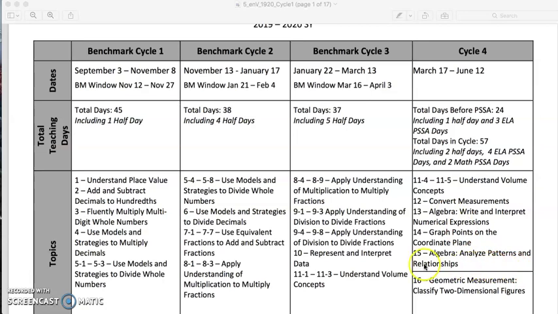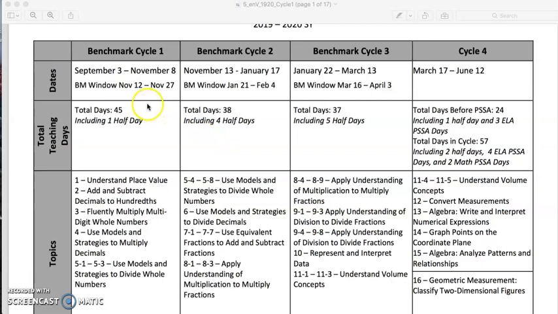This line right here in cycle 4 tells you that if you follow this pacing to a T, you will get through topics 1 through 15 before the PSSA, topic 16 after. So we kind of go by the less is more approach, rather than, it's already pretty rushed. So rather than cramming in topic 15 before the PSSA, make sure you do 1 through 15 well. But you can also think about ways to incorporate this content through routines or centers or review stations.